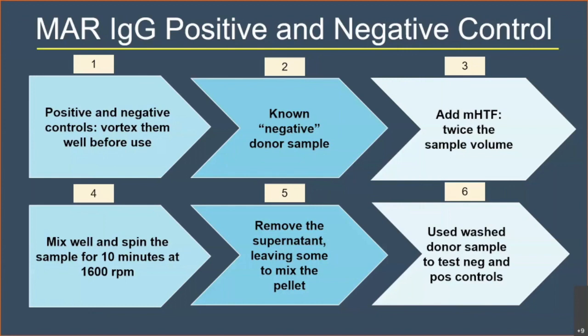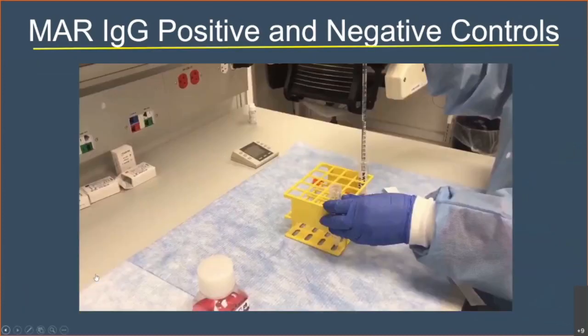And once we have added the HTF, this is mixed well, the step 4, and then this sample is spun for 10 minutes at 1600 RPM. And once the centrifugation is done, the 5th step is to remove the supernatant and leave some of the supernatant, about 100 microliters, to mix the pellet. And the last step is the washed donor sample is used to test the negative and the positive controls. And this I will illustrate in a video clip in the next slide. Next slide, please.